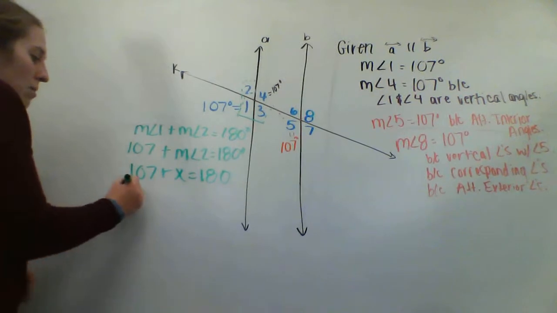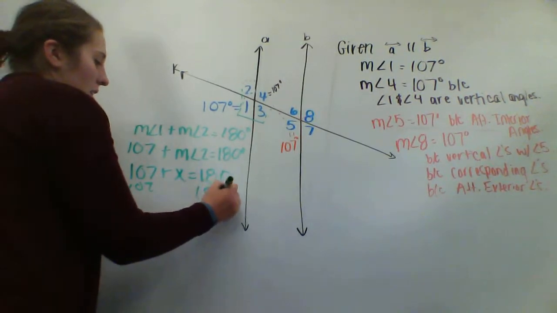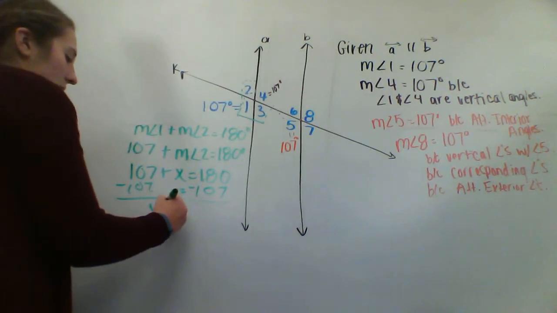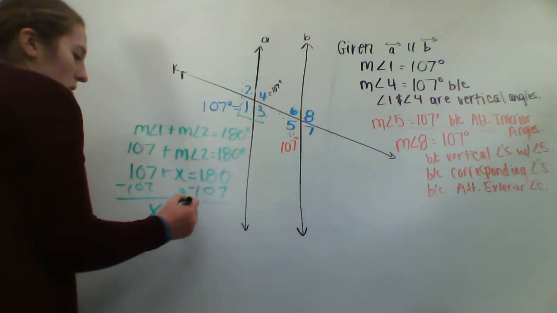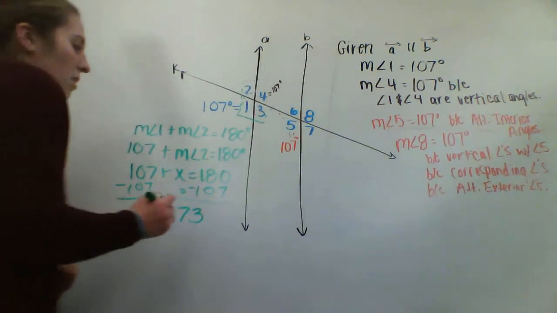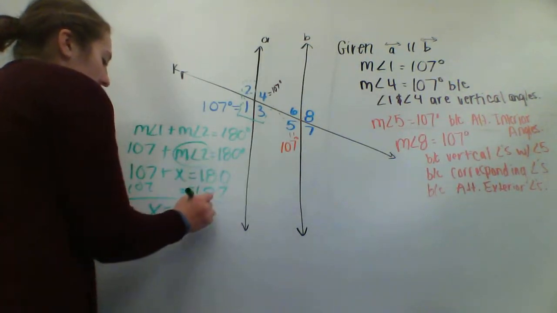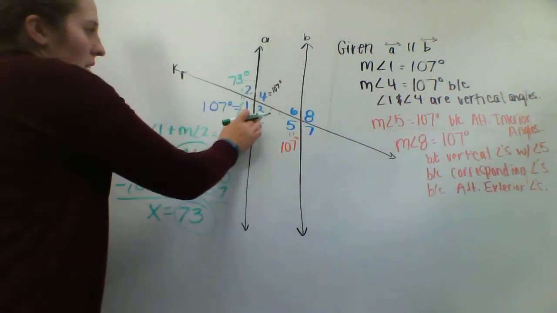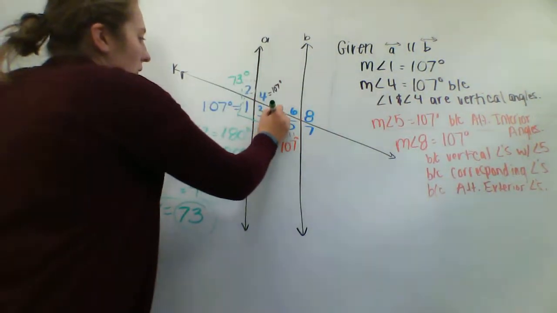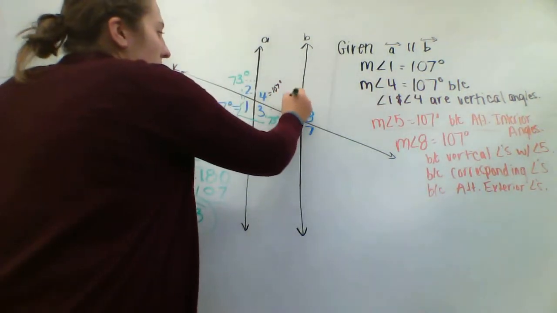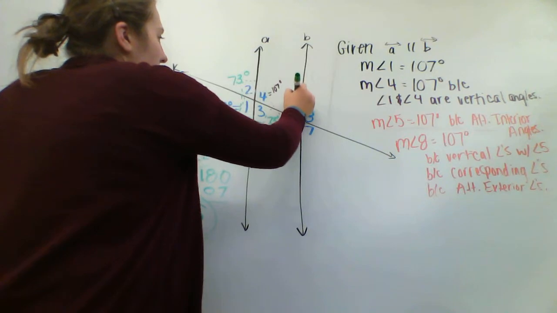This is a 1-step equation, so we're just going to get rid of the 107 by subtracting, the opposite of adding. So x is equal to 73. We know that the measure of angle 2 is equal to 73 degrees. And we said earlier that 2 and 3 are vertical angles, so that equals 73. 3 and 6 are alternate interior angles, so that equals 73 degrees.